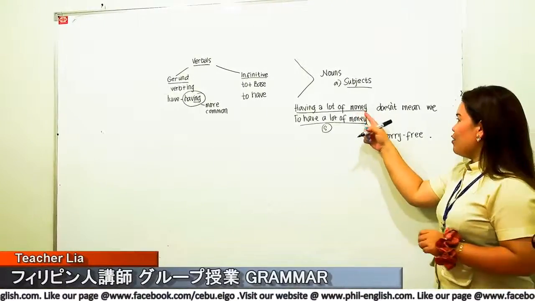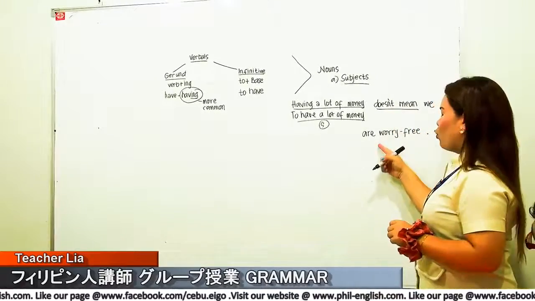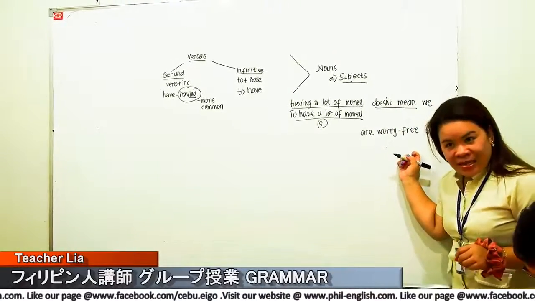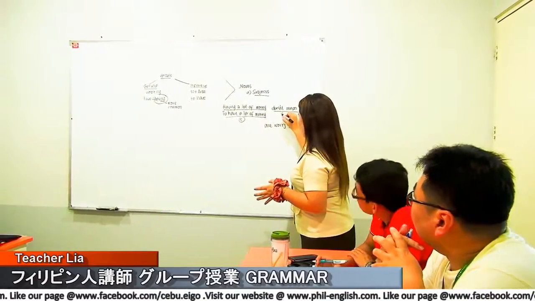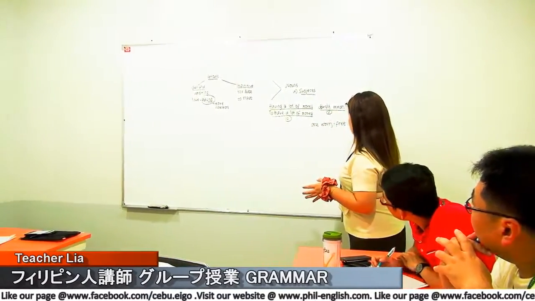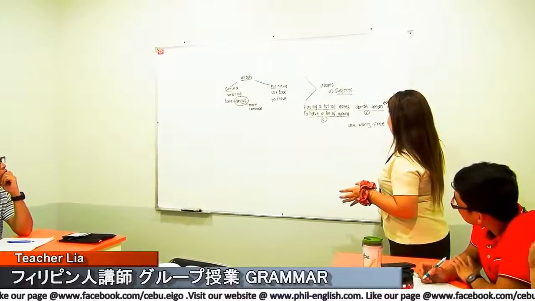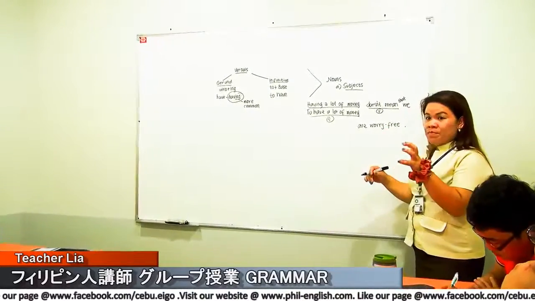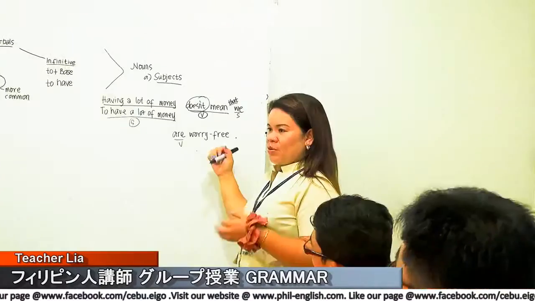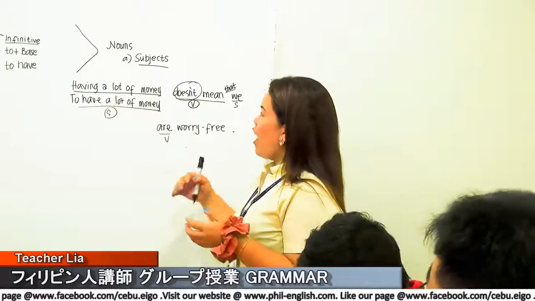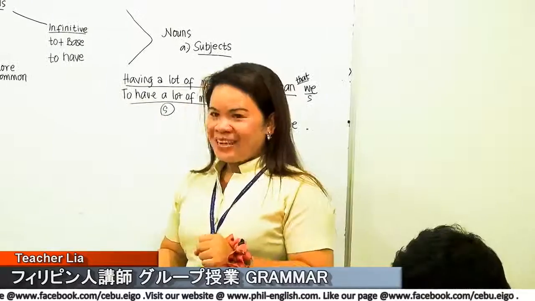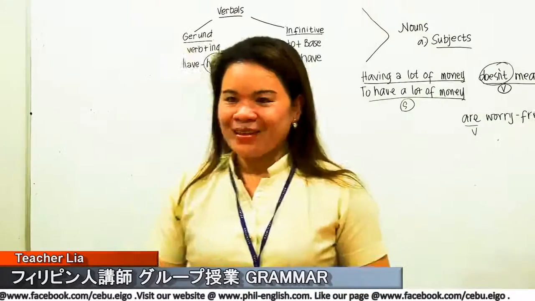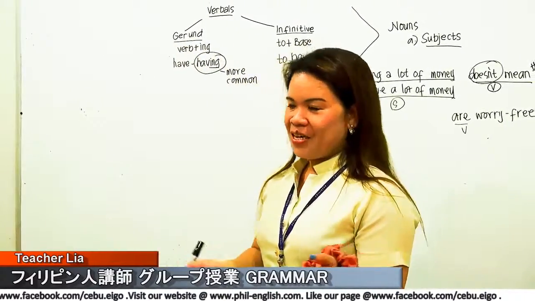Yes. "Having a lot of money does not mean we are worry-free." Do you understand the sentence? "Having a lot of money" is your subject, and of course "doesn't mean" is your verb. Because, you know, the verb "mean" follows that clause. It means, I have a question. If you have a lot of money, does it mean you have no worries in life? How about worrying about health? You can have your health checked.